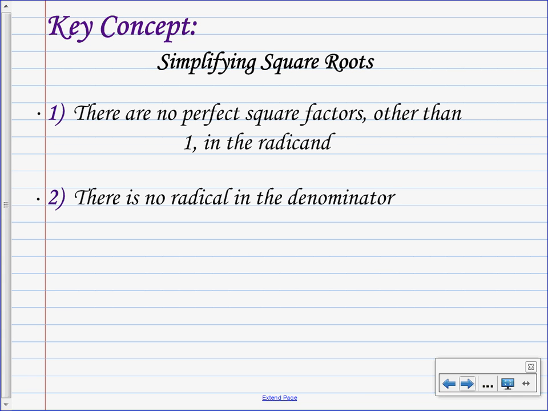Okay. Everyone okay with those 2 rules? So when you're simplifying, you need to make sure you check these 2 rules to make sure it's totally, completely simplified. No square root in the denominator. Yeah. A radical is a square root, right? In the denominator. Okay.